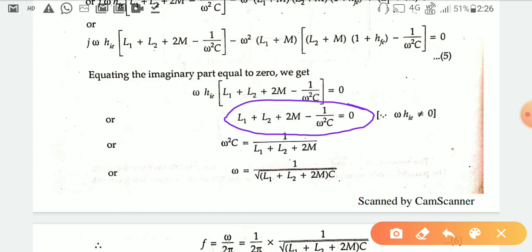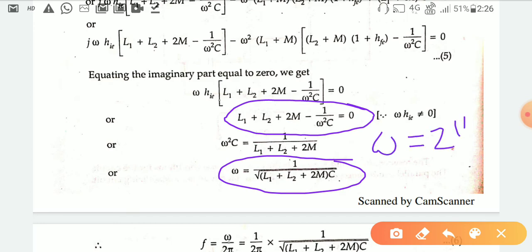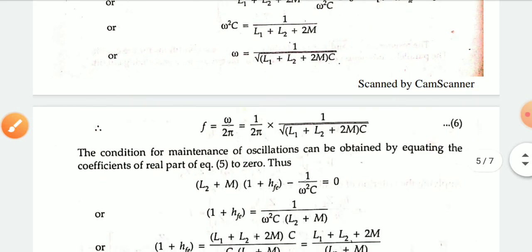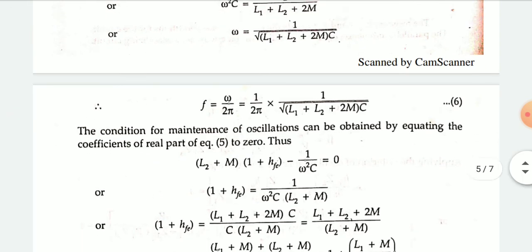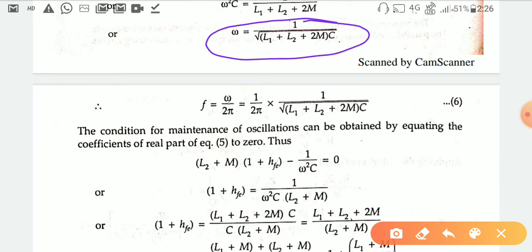And from this expression you can simplify omega, and we know that omega is equal to 2 pi f. If you put this value at the position of omega, from this you can get the value for f also. So in that case f will become 1 by 2 pi into 1 by root over of L1 plus L2 plus 2M into C.